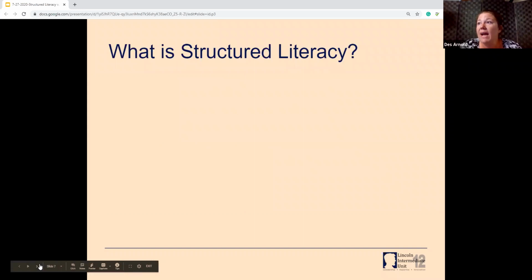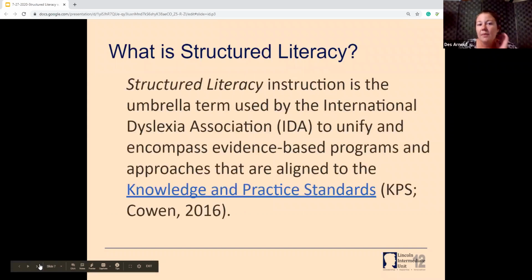So let's take a look at what structured literacy is. Simply put, structured literacy is explicit, systematic teaching that focuses on phonological awareness, word recognition, phonics and decoding, spelling, and syntax at the sentence and paragraph levels. It's a term that was coined by the International Dyslexia Association.